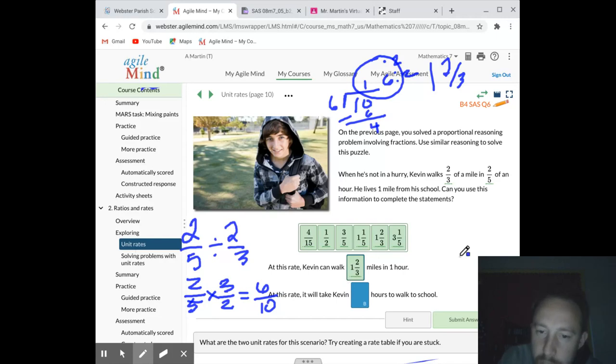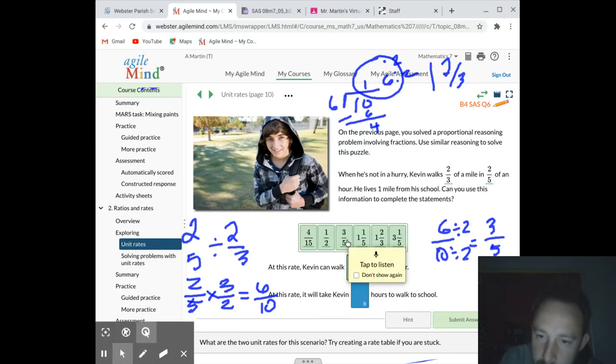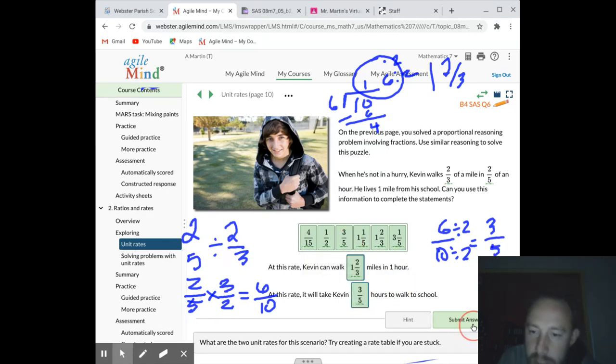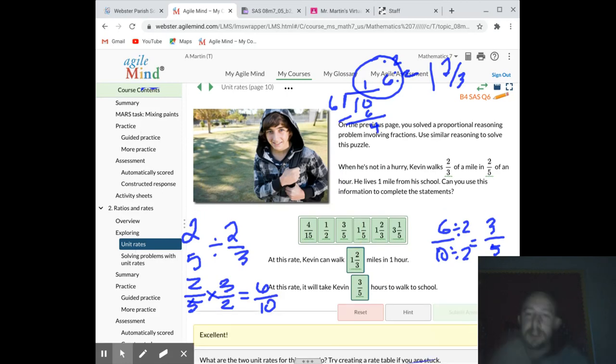All right, let's try to simplify this. 6 and 10 can both be divided by what number? 2. Okay. So I get? You get 3 and 5. Yeah. Is that answer on there? Yes. All right, good deal. Good job. Let's check our answer. Excellent means we got it right.